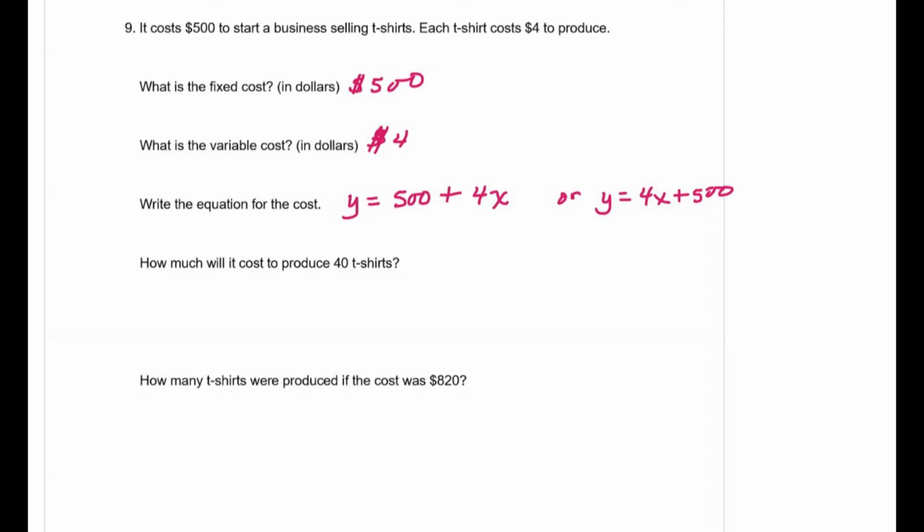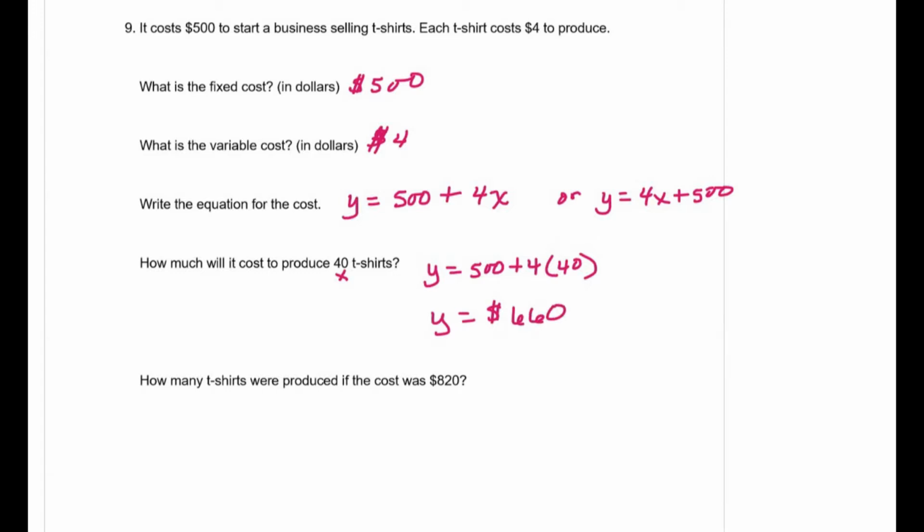The next question is, how much will it cost to produce 40 t-shirts? Well, 40 is my value for x. So this is going to be 500 plus 4 times 40, and that's going to give me $660 for the cost.